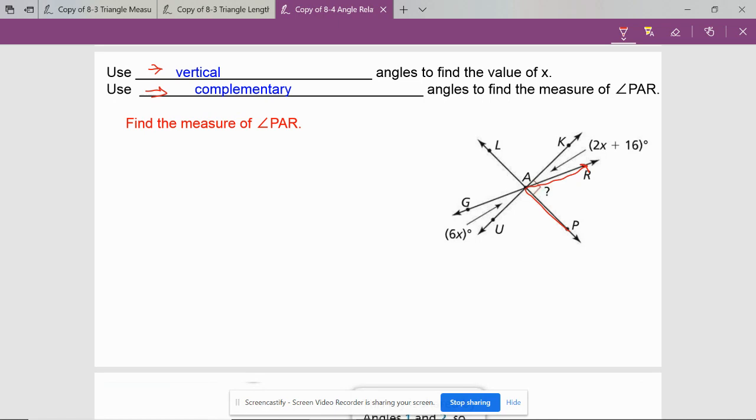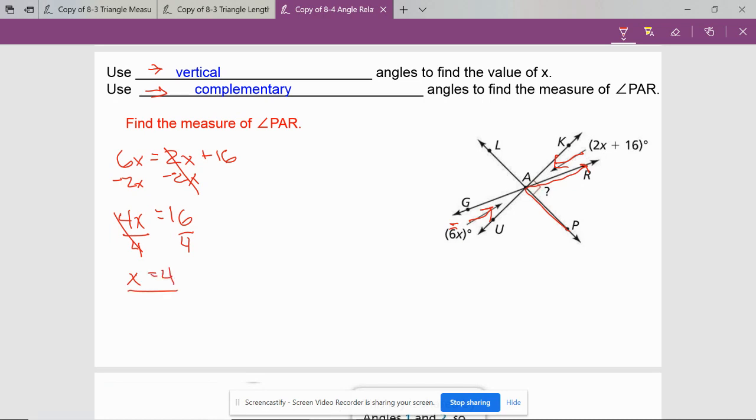Okay, so one way we can find the value of x is that we know that 6x is equal to 2x plus 16. We know that this angle and this angle are going to be equal to each other. So this will give us the value of x. Okay? So we're going to minus 2x from here. Whatever we do to the right, we got to do to the left. Get rid of those. Equals 16. What's 6 minus 2? That's just 4x. Divide by 4 to get rid of the 4's. Divide by 4. So x equals 4.